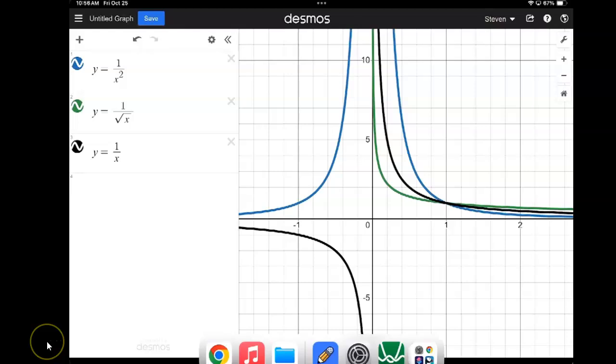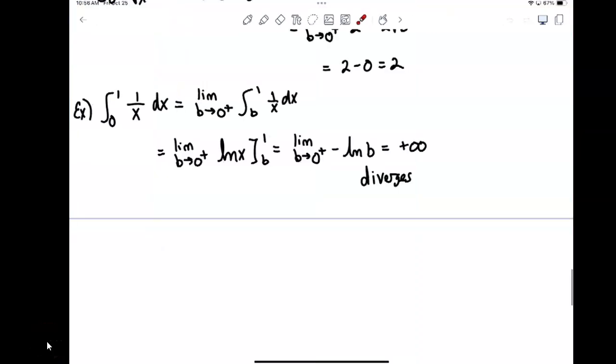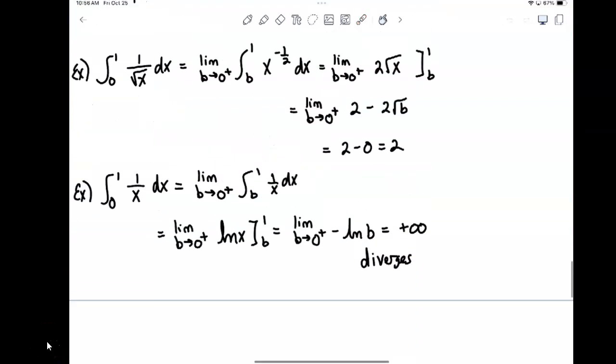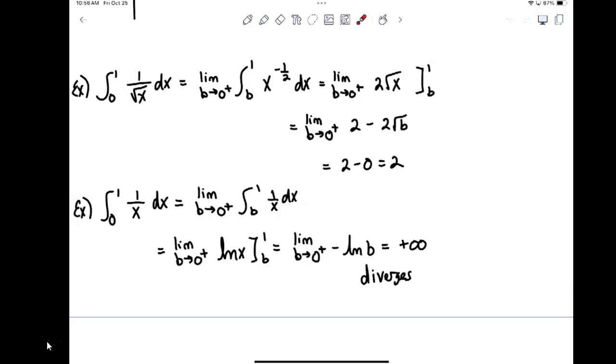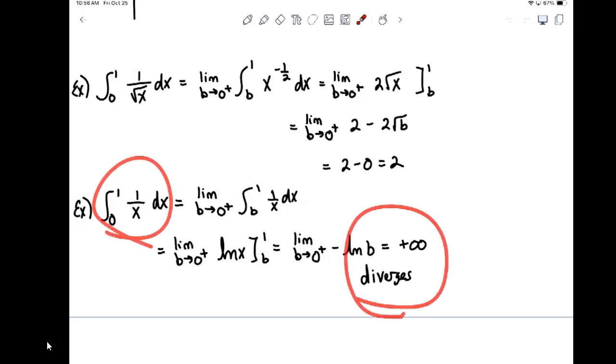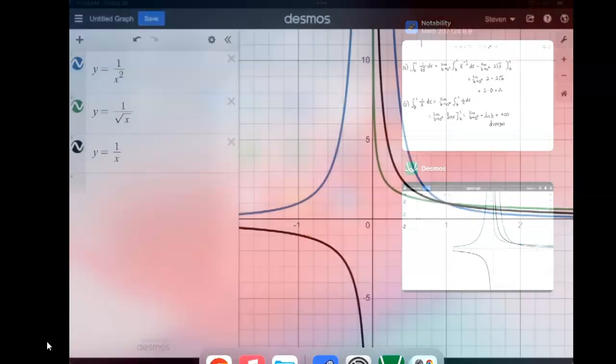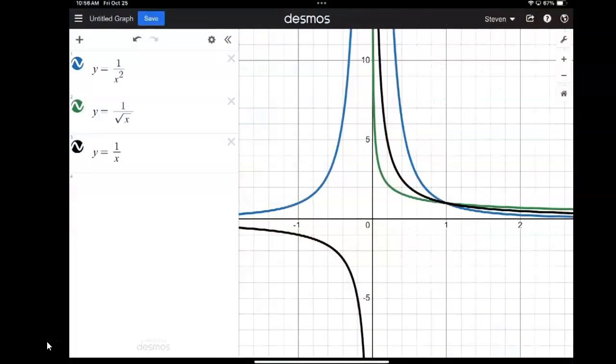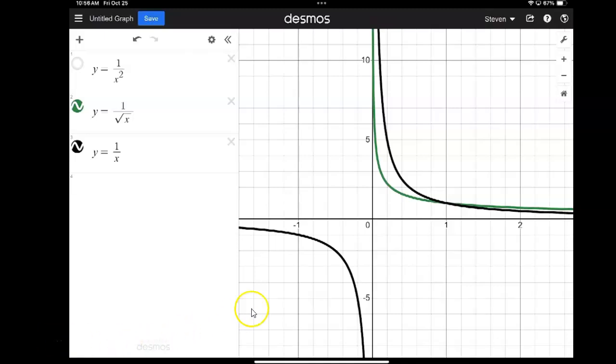Okay, so the result again of our two integrals here: the 1 over square root of x does converge to a finite amount. The 1 over x does not. And again, you can see the difference graphically here between the 1 over square root of x and the 1 over x. The 1 over square root of x is getting there much, much quicker than the 1 over x. And that's the problem there.